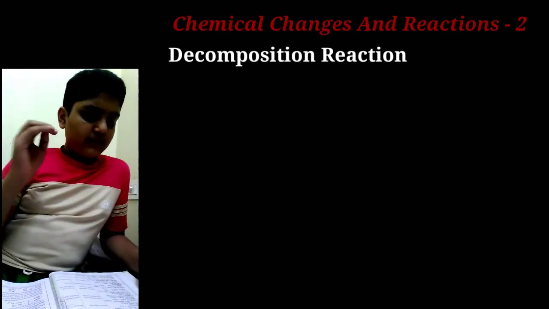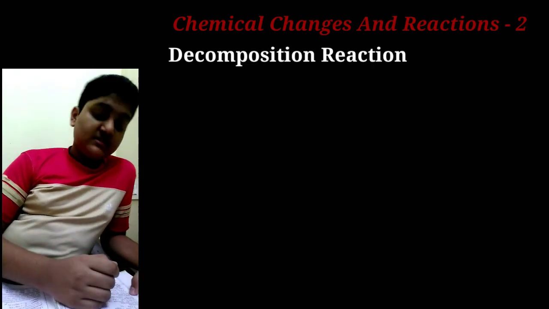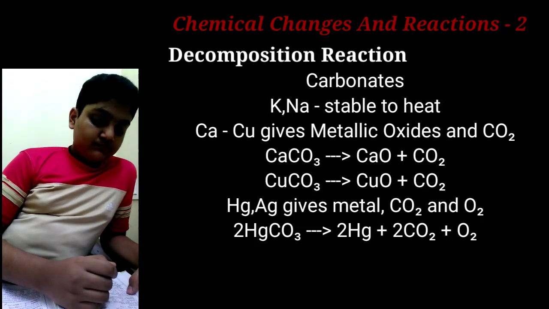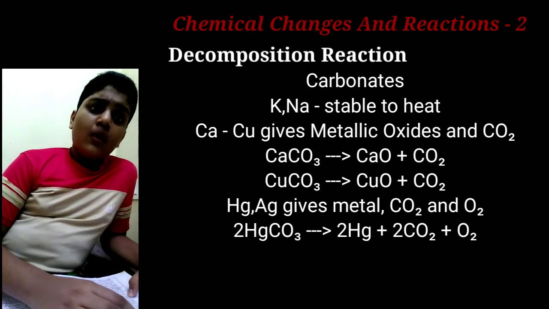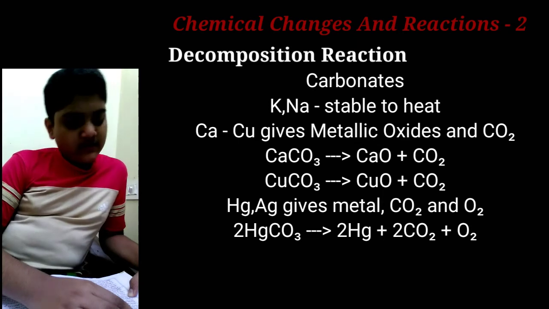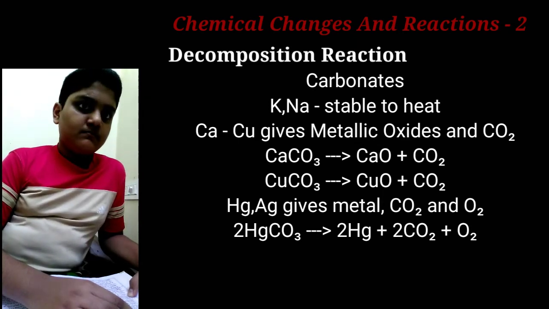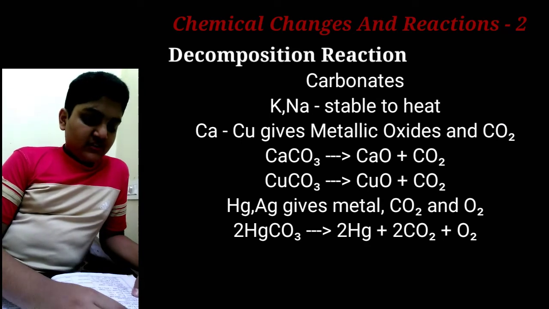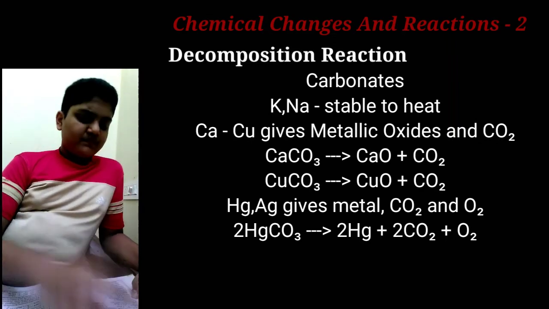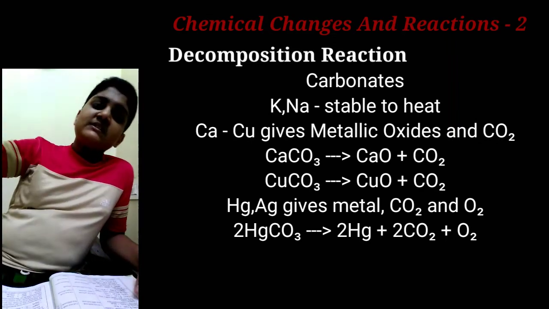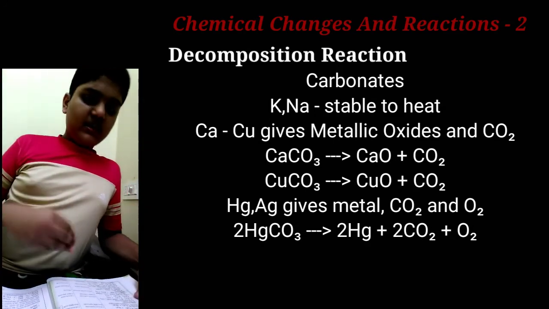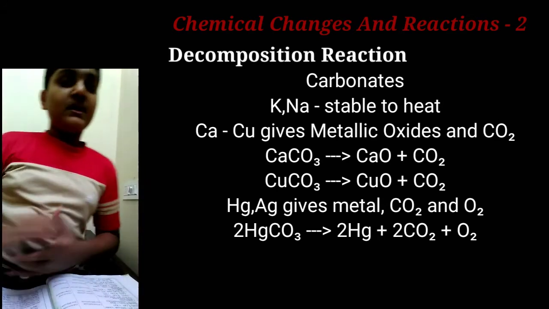Okay. After that, thermal decomposition of carbonates. Here also potassium and sodium are stable to heat, and calcium to copper give metallic oxide and not water but carbon dioxide. So calcium carbonate on heating is calcium oxide plus carbon dioxide. What is the difference between that and this? Calcium hydroxide gives water and calcium oxide. Here it is calcium carbonate, which gives calcium oxide and carbon dioxide.